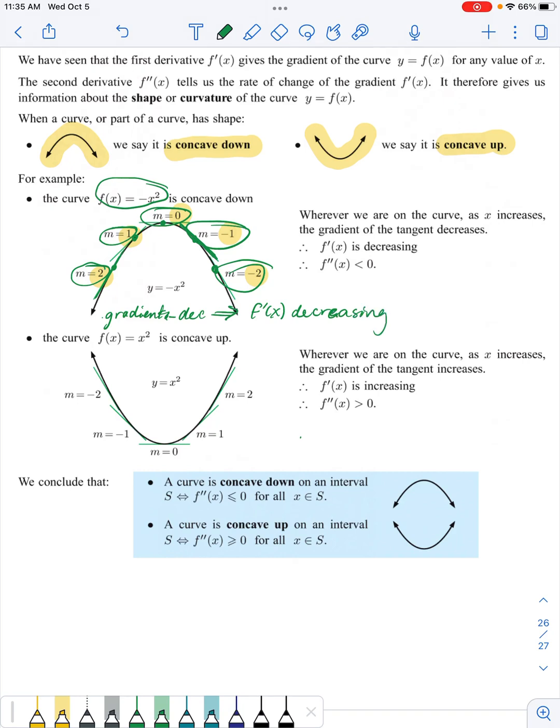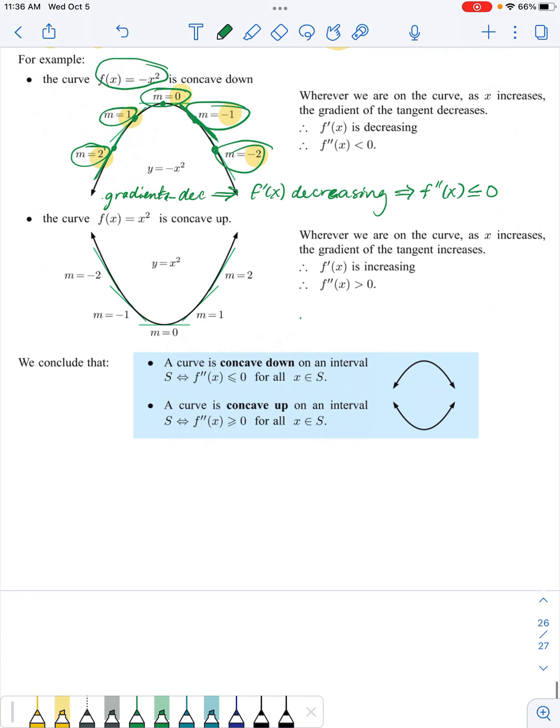Now, in the same way that the first derivative can tell us if the function is increasing or decreasing, the second derivative can tell us if its previous function was increasing or decreasing. So if f prime of x, or the first derivative, is decreasing, then that means that the second derivative would be negative. It would be less than 0.